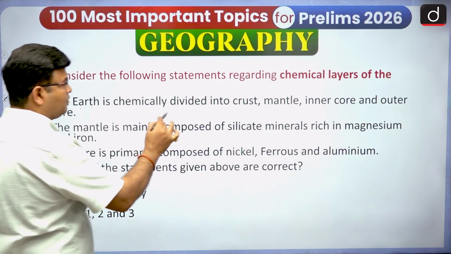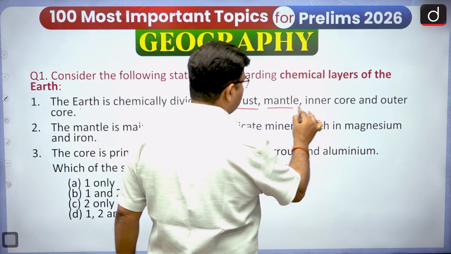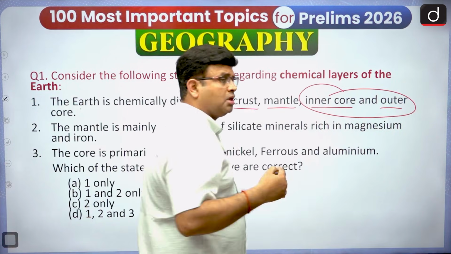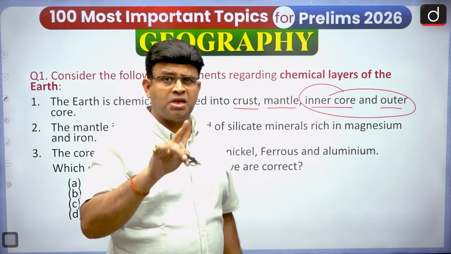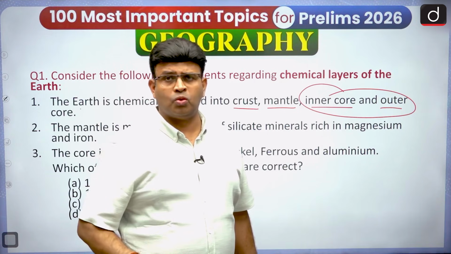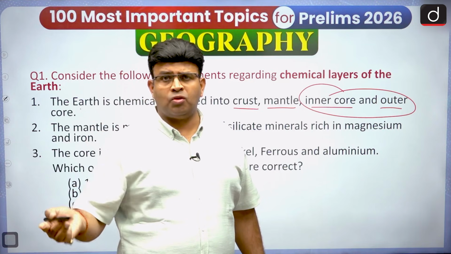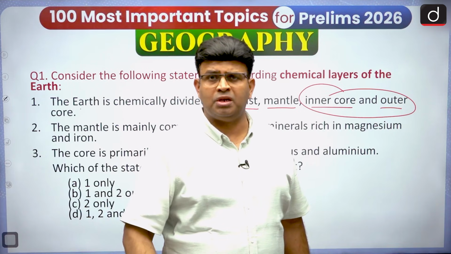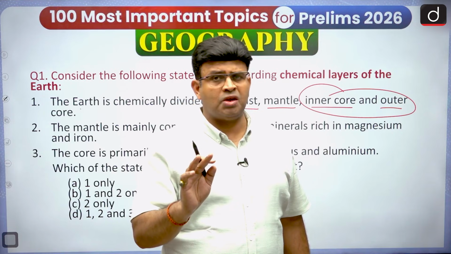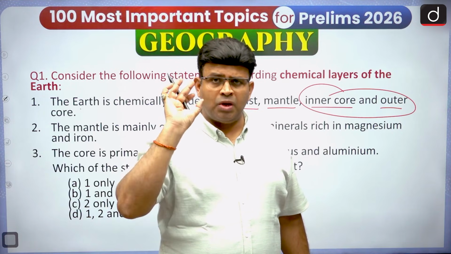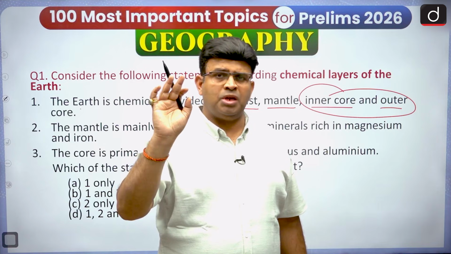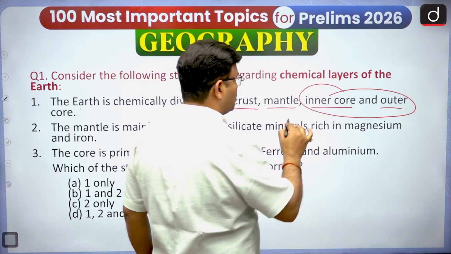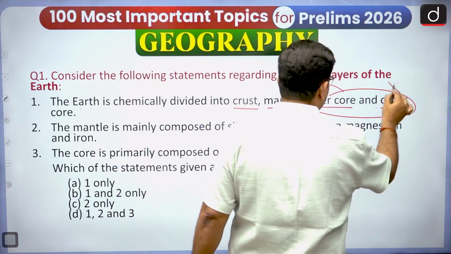Consider the following statement regarding chemical layers of the Earth. The Earth is chemically divided into crust, mantle, inner core, and outer core. No, inner core and outer core is wrong. It is divided into only three layers: crust, mantle, and core. Inner core is nickel and ferrous, and outer core is also nickel and ferrous, so what is the difference? On the basis of chemical layers, there are only three divisions: crust, mantle, and core.